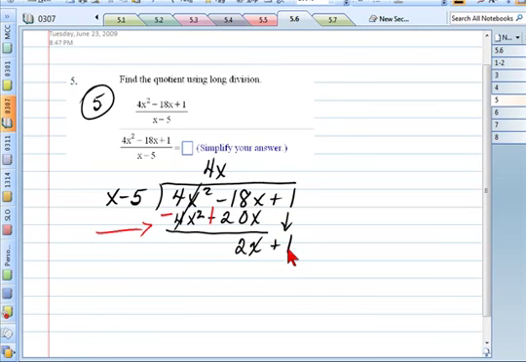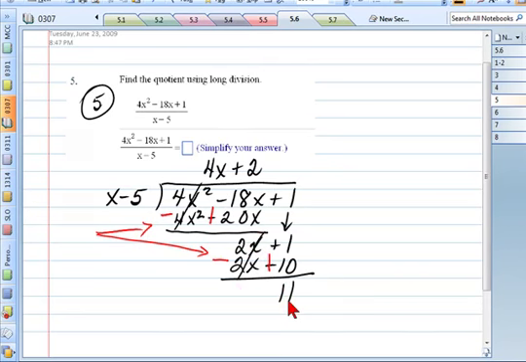Okay? Virtually starting over. Looking at this outer x, looking at this 2x, what would you have to multiply times this x to turn it into 2x? 2. So I'll put plus 2. 2 times x gives me 2x. 2 times negative 5 gives me negative 10. And what do I do? Subtract. So here goes, change, change. Those cancel, and I'm left with 11.